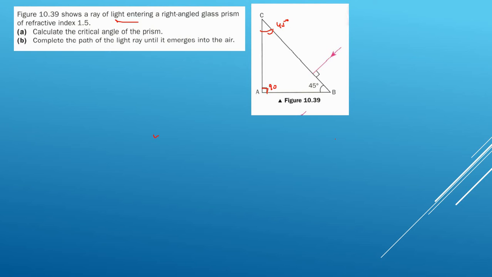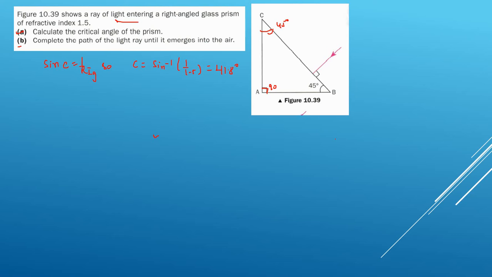Now calculate the critical angle of the prism. Just now we have learned the relationship of critical angle and the refractive index. The sin C is equal to 1 by refractive index of glass. So C will be sin inverse 1 by 1.5. Let me solve it. So you'll get around 41.8 degree. So option 1 is done.